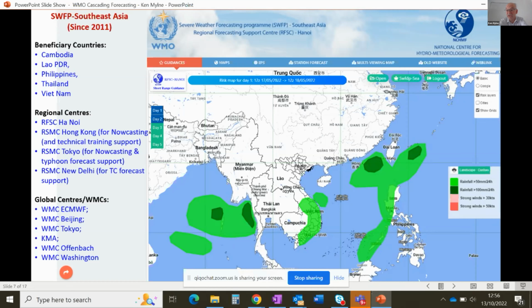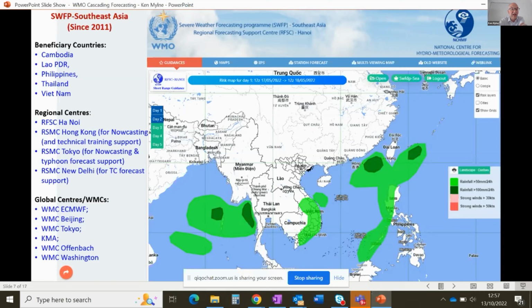And this particular plot is showing areas where they expect to have rainfall exceeding 50 millimeters per hour, 50 millimeters in 24 hours, or indeed in the darker color, greater than 100 millimeters in 24 hours. And you can see on the caption, there could be strong wind warnings on there as well, but there isn't in this particular case. And they can access forecasts for days 1, 2, 3, 4, and 5 ahead. So this is a useful indication to countries of when they're at risk from these severe weather effects.